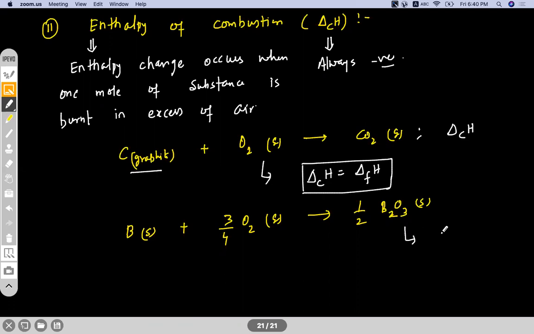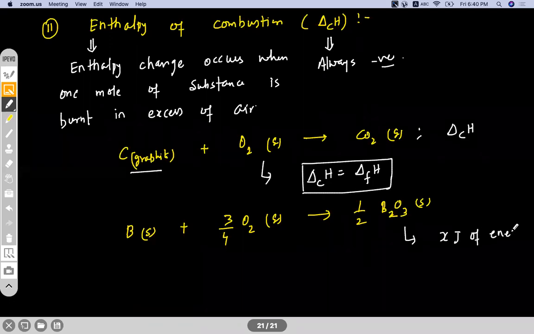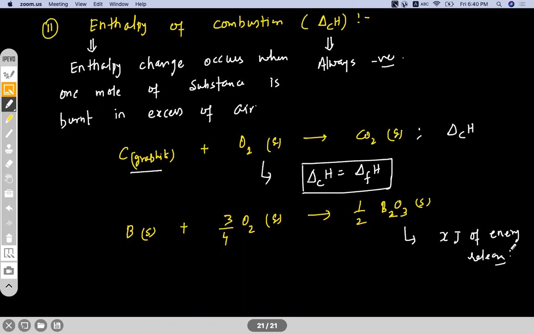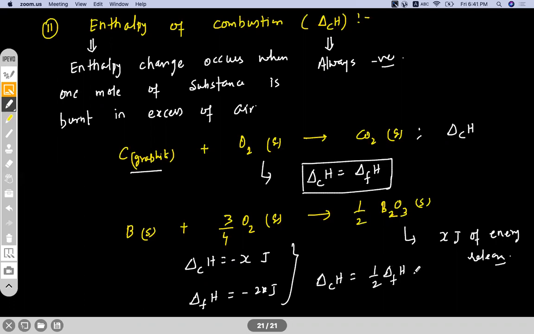Now suppose in this process, X joule of energy releases. So enthalpy of combustion here is X joule of energy, or if you want, you can put the negative sign, minus X joule. If you talk about the enthalpy of formation here, since half mole formation requires X joule, and enthalpy of formation is defined for 1 mole, so half mole gives X, so 1 mole gives you 2X joule. So for this equation, the enthalpy of combustion of boron is equal to half of the enthalpy of formation of B2O3.